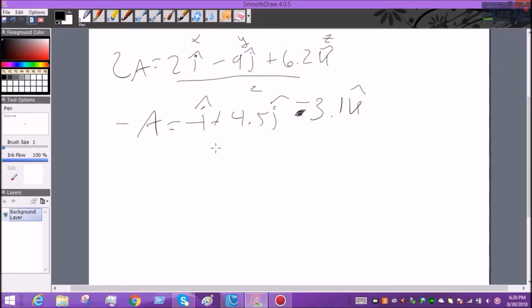The last question wants to know what the magnitude of a is, so pretty much how big a is. To solve that, our resultant for a 3D vector equals the square root of x squared plus y squared plus z squared. I'm going to put this as x, y, and z, but just remember x equals i, y equals j, and z equals k.